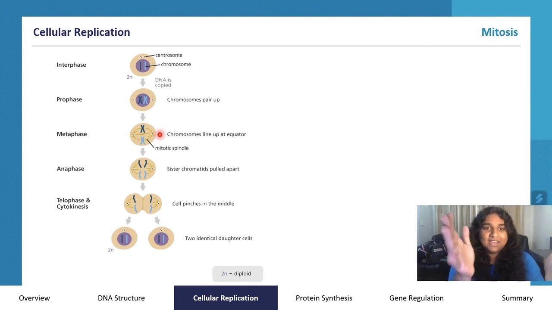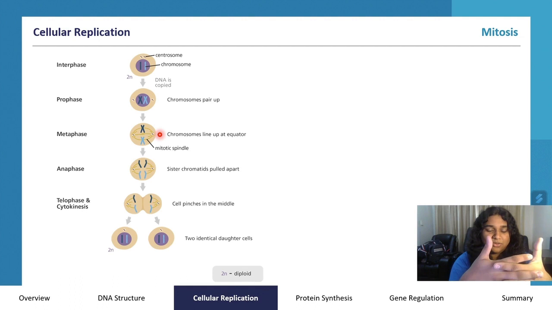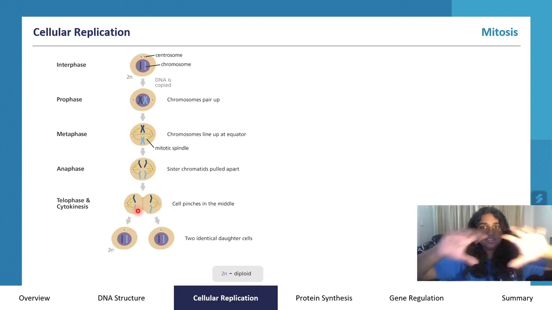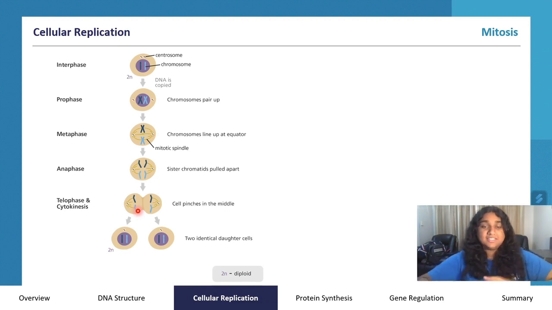Then what happens in anaphase is the chromosomes which have lined up at the middle get pulled apart by the centromere, so that each of the sister chromatids gets pulled apart. And then in telophase and cytokinesis, all of the sister chromatids will reach the poles of the cell and they will start to form a nuclear envelope. So you end up with two separate nucleuses sharing one body of cytoplasm. And then in cytokinesis, the cytoplasm will split into two, and then the cellular membrane will form, making two identical daughter cells, which are diploid. That means that they've got two copies of each of the chromosomes. Right there.